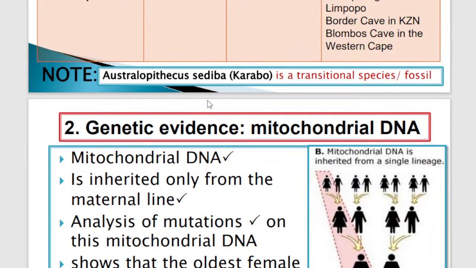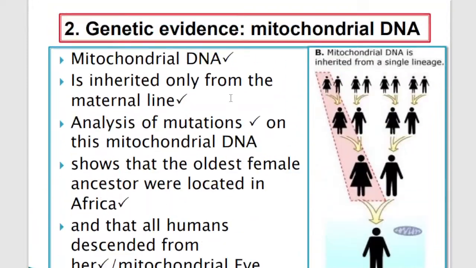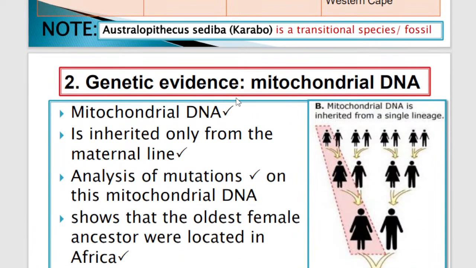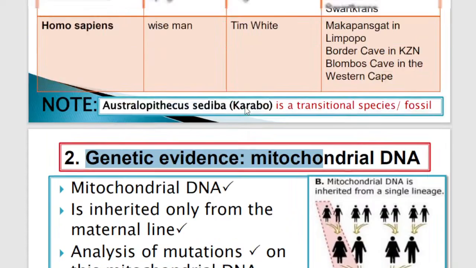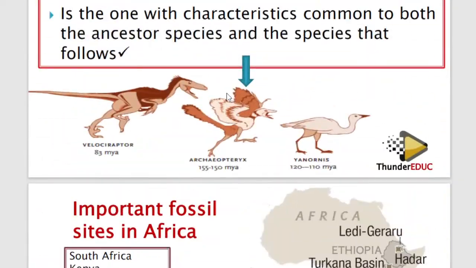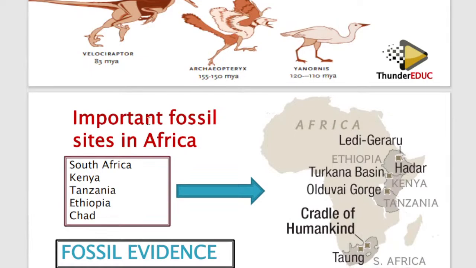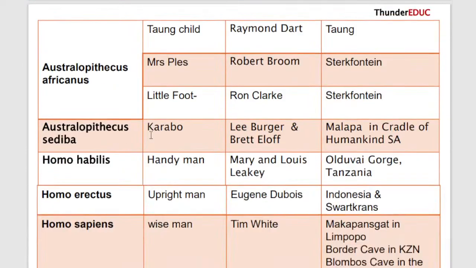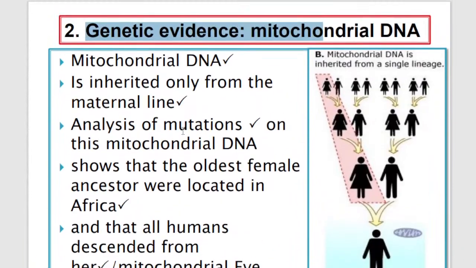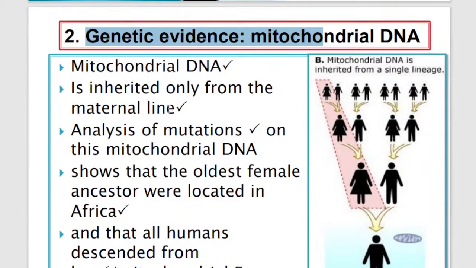Modern humans originated from Africa and migrated to the rest of the world. So this is another evidence which shows that these fossils were discovered in Africa, and it brings about the out of Africa hypothesis.